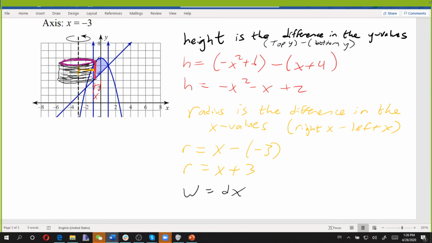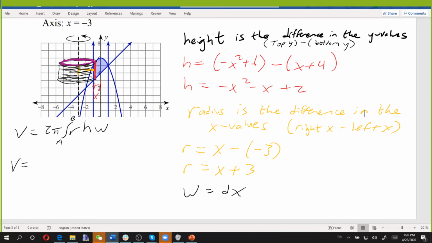Okay, so now I just need to set this up. My general form is our volume is equal to 2 pi r, which is my circumference. That's my distance here in purple around the top of this cylindrical shell, times h, the height of the shell, times w, which is always dx, from a start point to an end point.